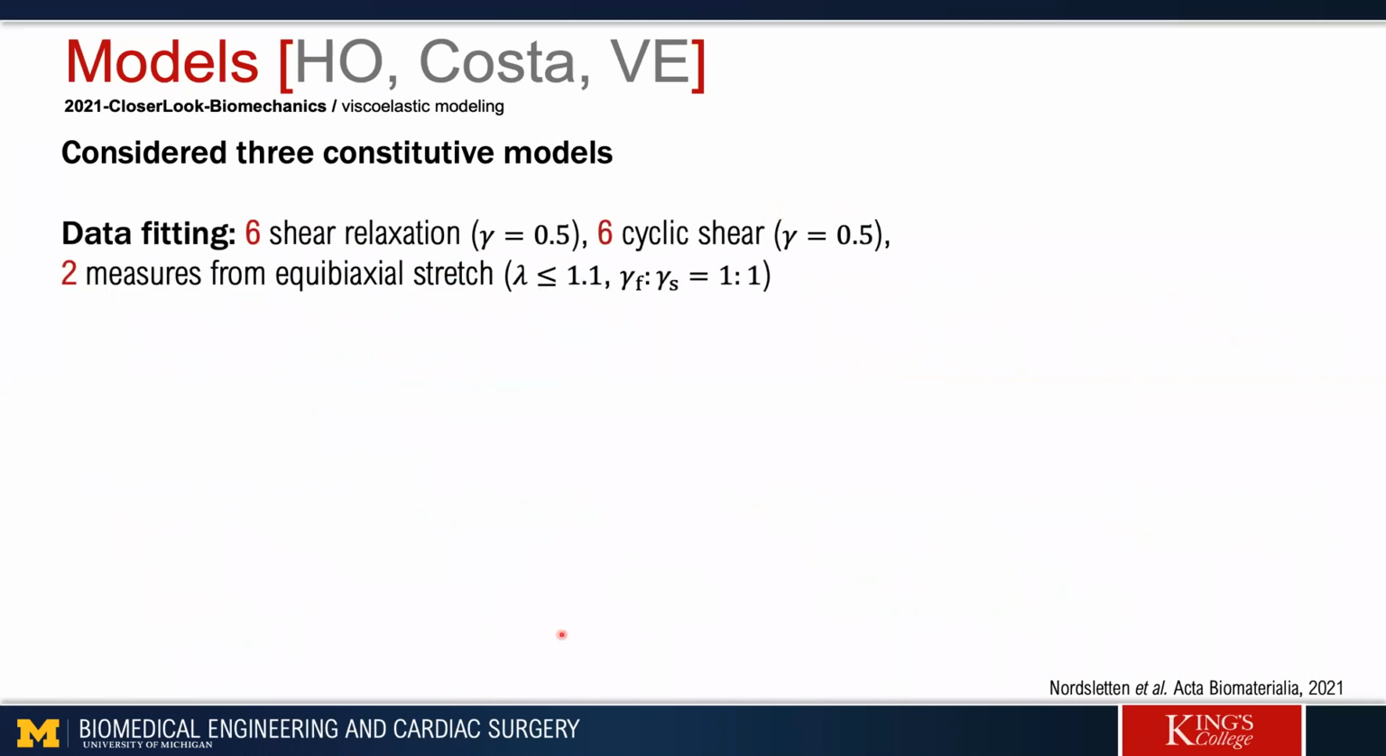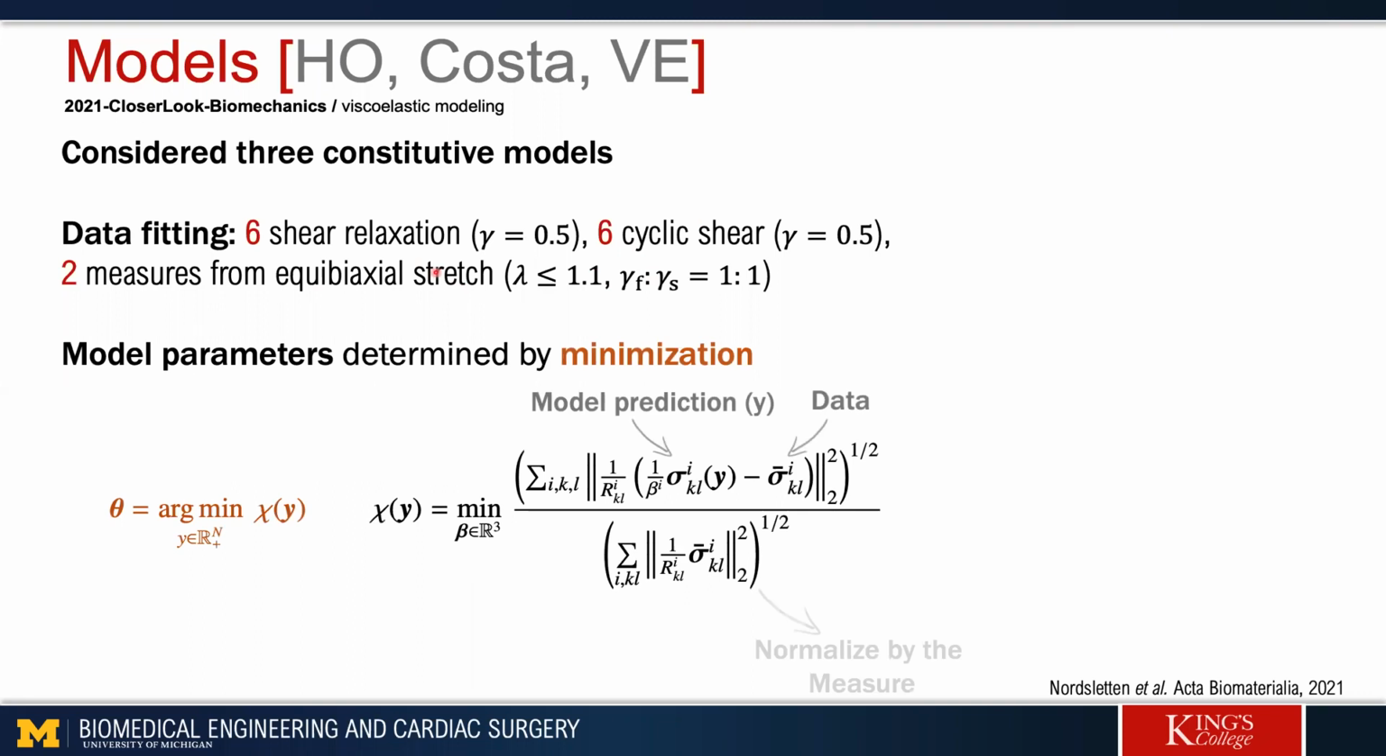Okay. And so what we did was we took some of the data to fit, and then we used the rest of the data to do comparisons. So we looked at the 6 shear relaxation tests, 6 cyclic shear tests, and then 2 of the measurements from the equibiaxial. So this is one experiment, but we get a measurement in the fiber and the cross-fiber directions. And we use these to parameterize all 3 of these models. We did that by doing this parameter minimization, and this was our objective function that we were minimizing.